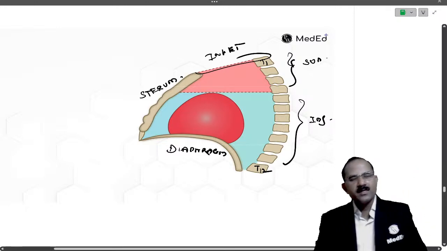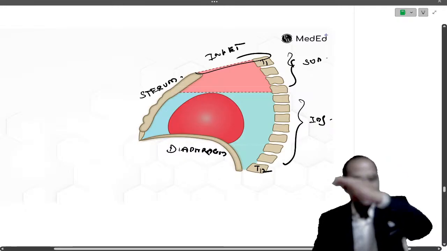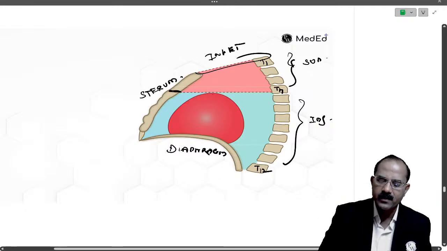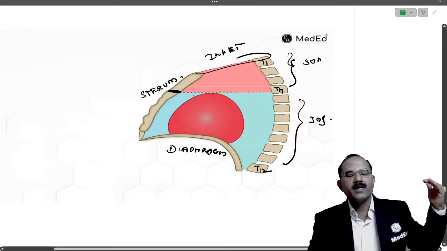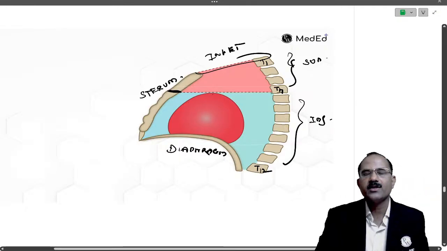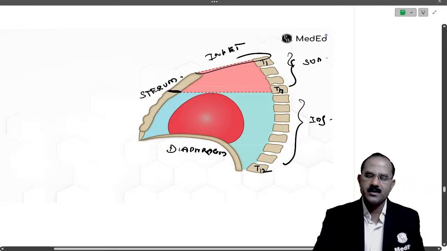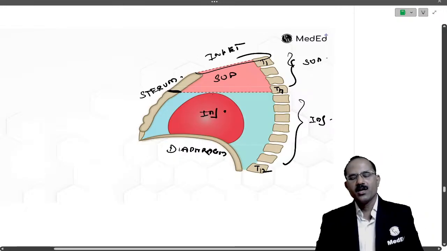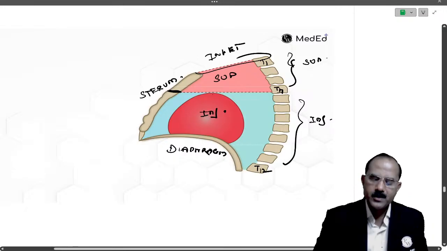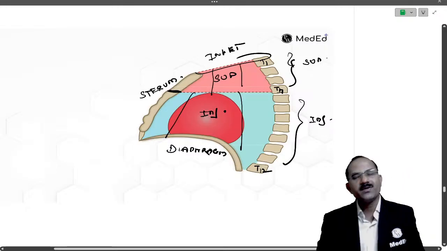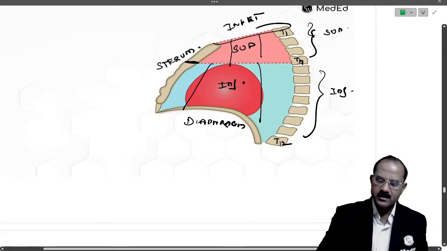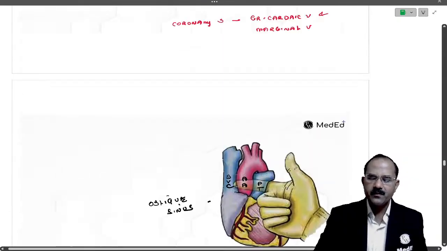So this mediastinum is divided into two parts by an imaginary line drawn from the sternal angle. From the sternal angle, we draw an imaginary line which cuts the T4 vertebra and divides the mediastinum into a superior mediastinum and an inferior mediastinum. The superior mediastinum is divided into three parts. The inferior mediastinum is divided into three parts. Can anyone tell me what are the contents of the superior mediastinum? I'll just quickly make this for you.